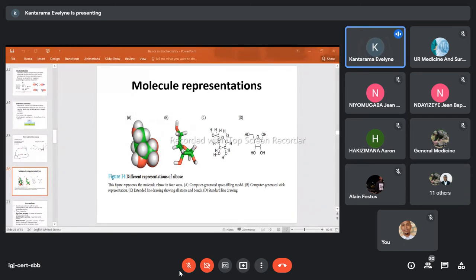Because in some books, or when you are searching and reading, you may find all those different representations. So, nothing complicated here. You are concerned with at least these two structures, to know these. No one will ask you to draw this one. This is computer generated. What you can do with our hands is only those two.